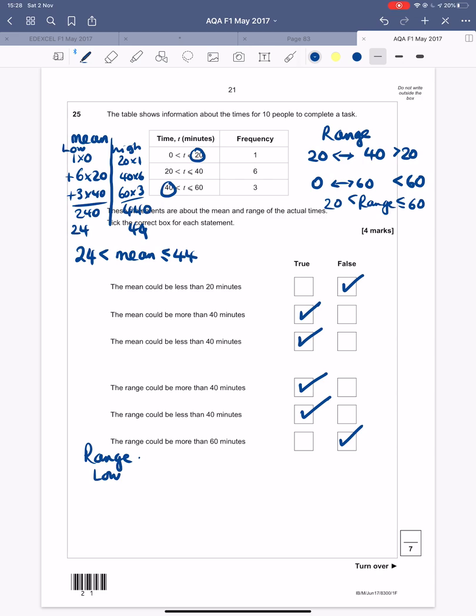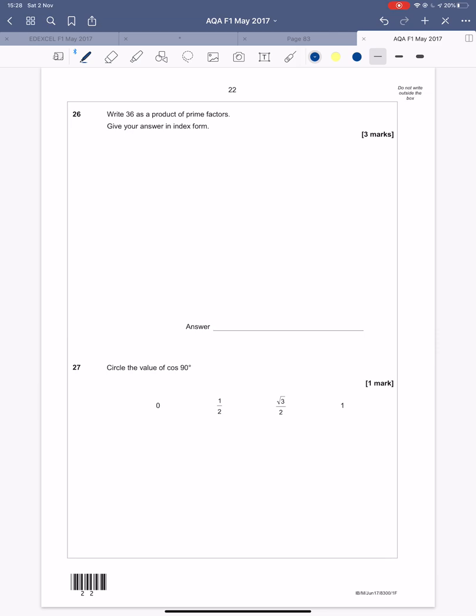Okay, so that's what they're. Let me just rub that bit out there. I don't want that bit. Okay, get that bit there. Right, number 26.